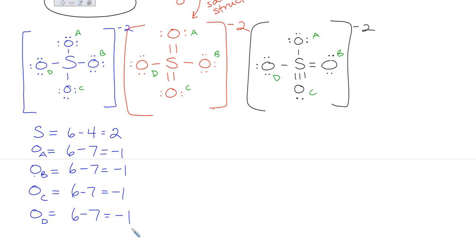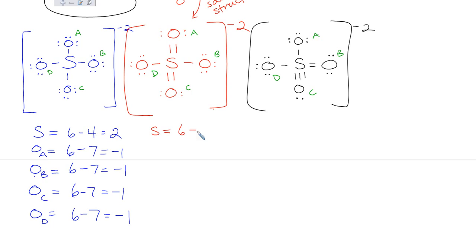Now let's try another one. Let's try this middle Lewis structure. On the sulfur, there would normally be 6 valence electrons on the periodic table. That's the normal amount of valence electrons in a sulfur atom, minus the number that you've assigned in your drawing.